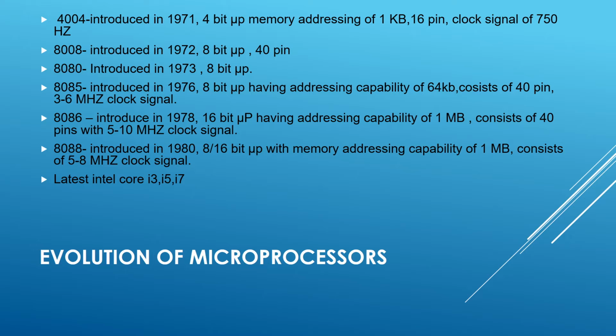Then we also have the 8088, which was introduced in 1980. It's an 8/16-bit microprocessor with memory addressing capability of 1 megabyte, consists of 5 to 8 megahertz clock signal. And the latest ones by Intel are the Core i3, Core i5, and Core i7.